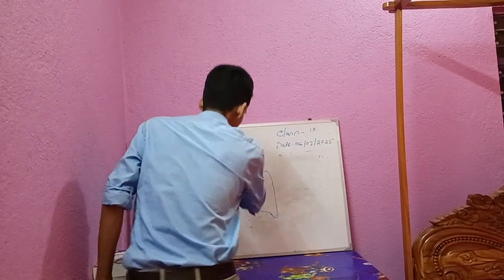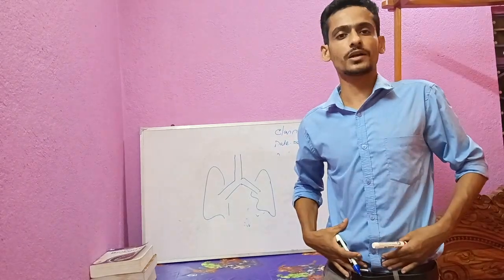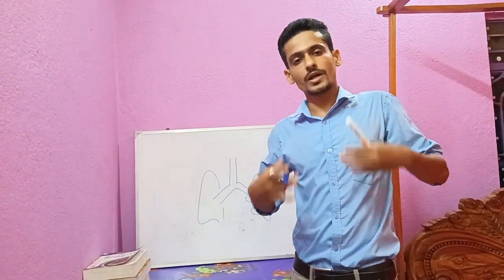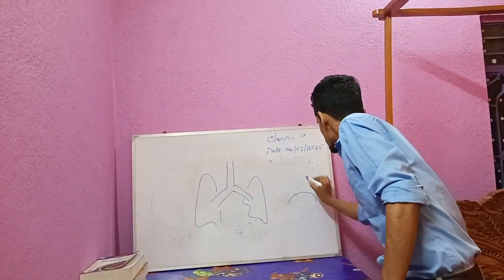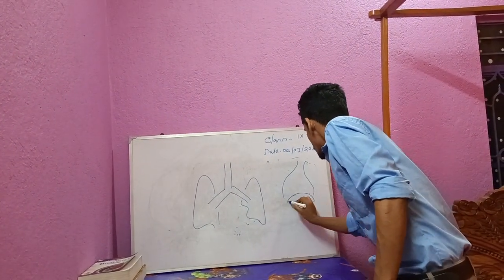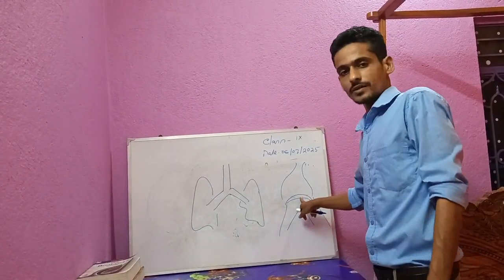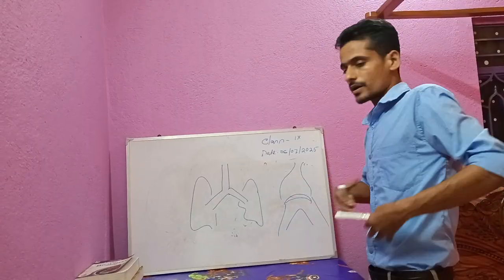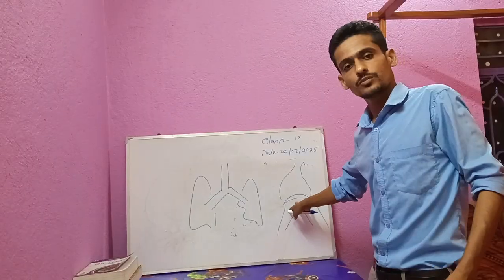The heart is located in our thoracic cavity. This is our thoracic cavity, and this is the abdominal cavity. The thoracic cavity and abdominal cavity are separated by a dome-shaped muscle. This dome-shaped muscle is called the diaphragm. This diaphragm separates our upper part, that is called the thoracic cavity, and this lower part, the abdominal cavity.